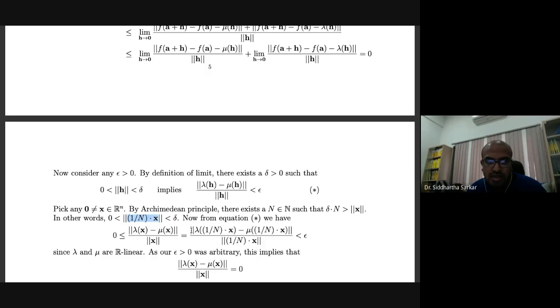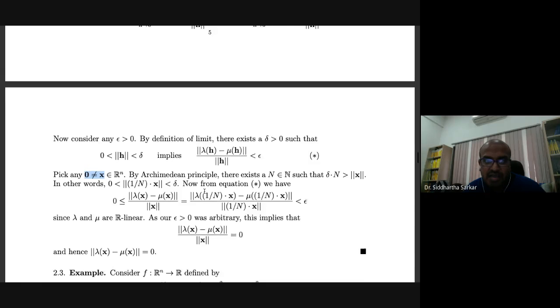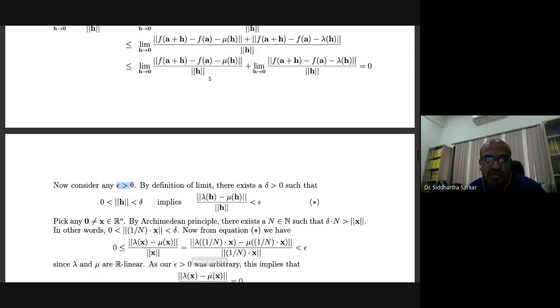So I should simply use, instead of h, this 1 by n times the vector x. If I do this in this expression, what follows is that because lambda and mu are both linear functions, mod of 1 by n will come out of the numerator and denominator both. Since 1 by n is already positive, they get cancelled. That basically means I end up getting norm of lambda x minus mu x by norm of x, which is greater than or equal to 0 and less than epsilon.